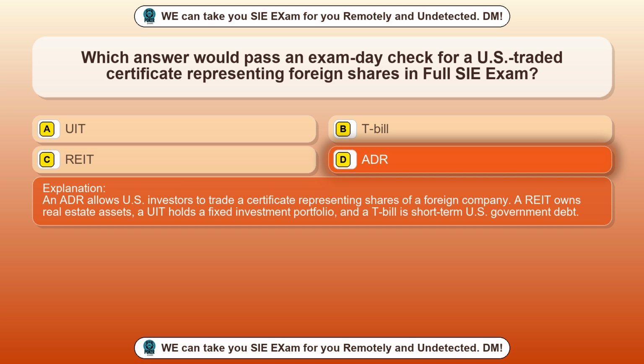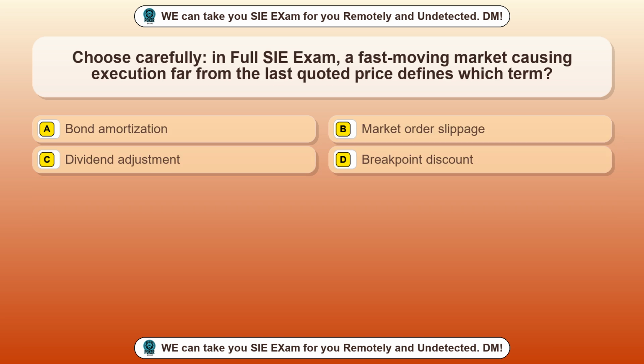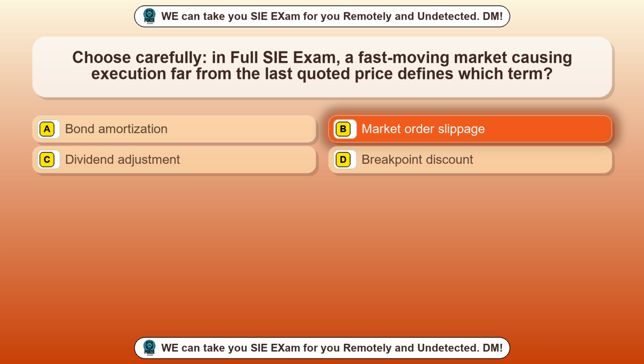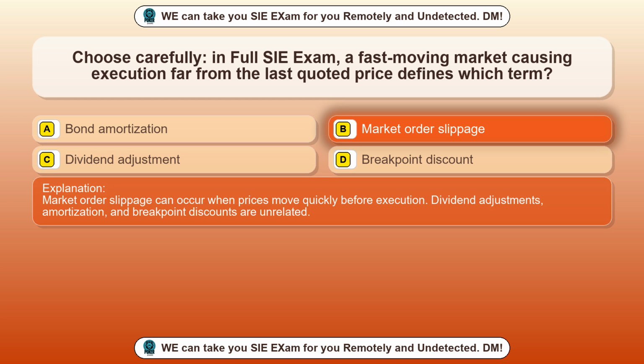government debt. Question 2. Choose carefully in the full SIE exam. A fast-moving market causing execution far from the last quoted price defines which term? Option A, bond amortization. Option B, market order slippage. Option C, dividend adjustment. Option D, breakpoint discount. The correct answer is Option B, market order slippage. Market order slippage can occur when prices move quickly before execution. Dividend adjustments, amortization, and breakpoint discounts are unrelated.